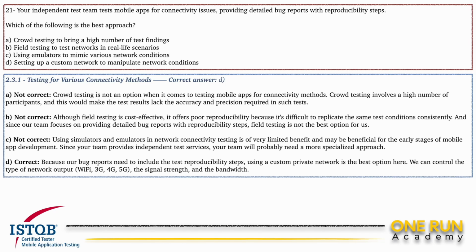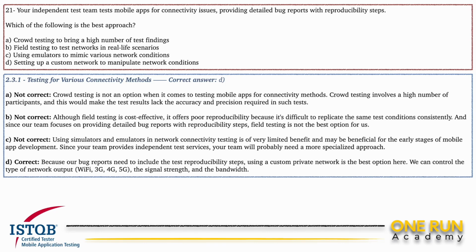replicated and addressed. So, the best approach for your independent test team to test mobile apps for connectivity issues while providing detailed bug reports with reproducibility steps is option D, setting up a custom network to manipulate network conditions. This approach allows for precise control and replication of test conditions, ensuring accurate and reliable results.